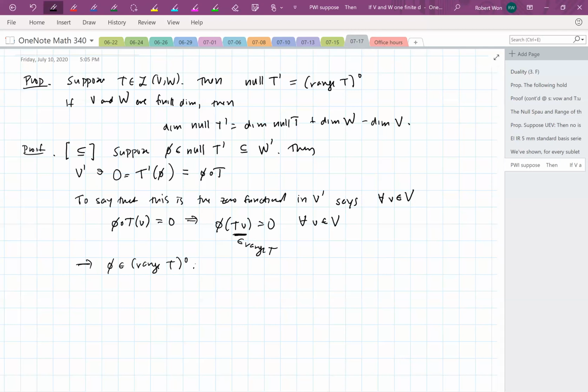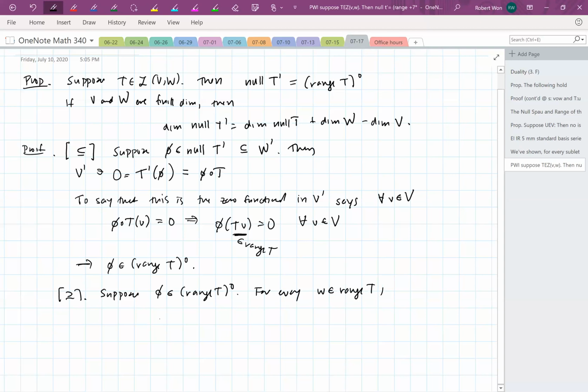Okay, what about the reverse inclusion? Suppose that you have a phi in the annihilator of the range. Again, what this means is that for every w in range T, phi of w equals 0. But every vector in the range can be written as T of v for some v in V, maybe more than one. So if w is in the range, there exists a v in V such that w equals T of v.